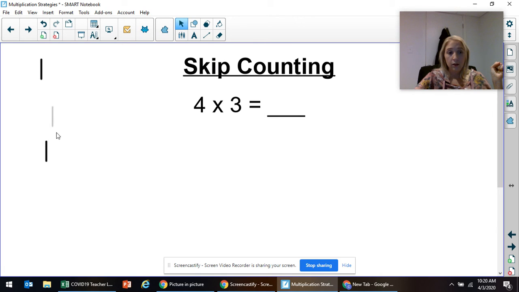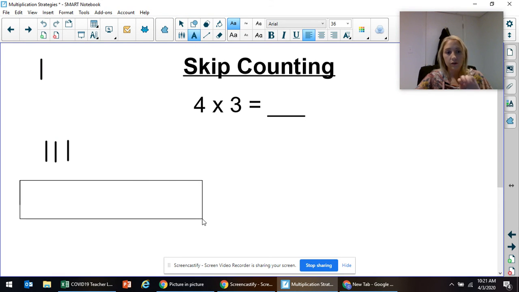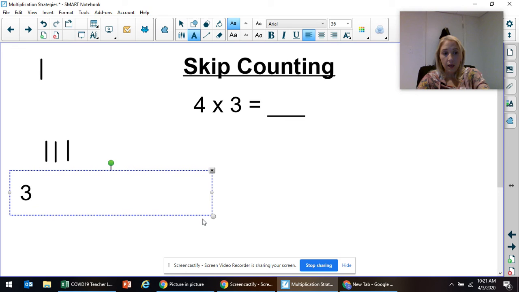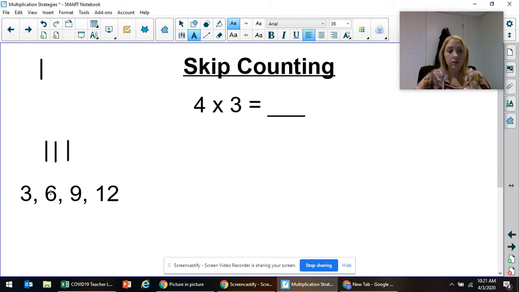1, 2, 3. Now you don't have to make your tally marks if you don't want to. If it's a smaller one like this, you don't have to. It's just a strategy I like to use. So I'm going to start with 3. And the reason the tally marks are up there is because then I can go 4, 5, 6, 7, 8, 9, 10, 11, 12. And I counted by threes 1, 2, 3, 4 times.